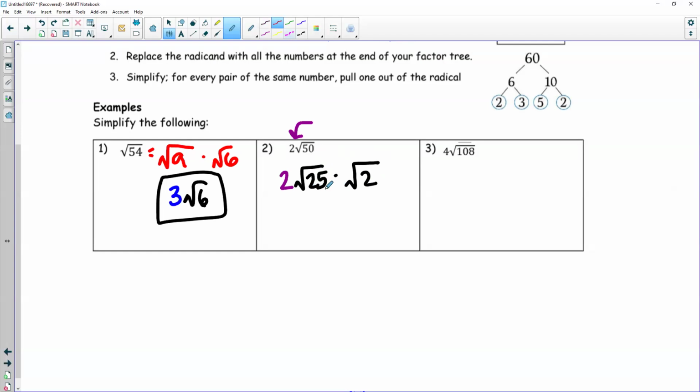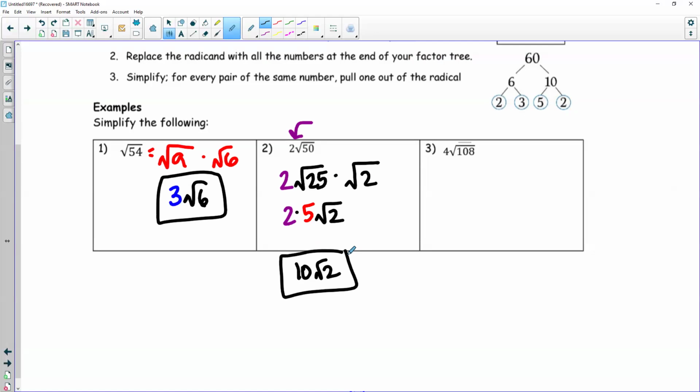And I know if I look at just the 25, the square root of 25 is 5. I had that 2 that was out initially. And what's happening between these two is that they're being multiplied. So I have 2 times 5 and then multiplied by square root of 2. If we multiply this out, 2 times 5 is 10. We get 10 root 2 as our answer in simplest form.